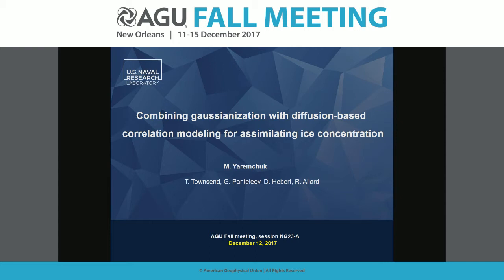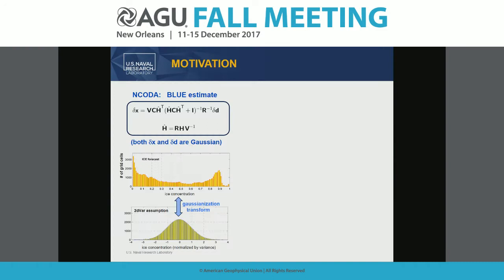Hello, everyone. I will talk about recent efforts at the Naval Research Laboratory to improve the forecast skill of the operational ice model. As you can see from the title of the talk, these efforts were made basically in two directions. One is introducing Gaussianization in the operational scheme, and another is introducing diffusion-based correlation modeling for anisotropic and inhomogeneous correlations throughout the model domain.